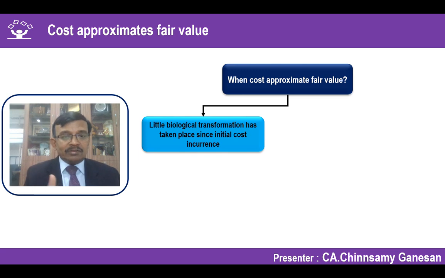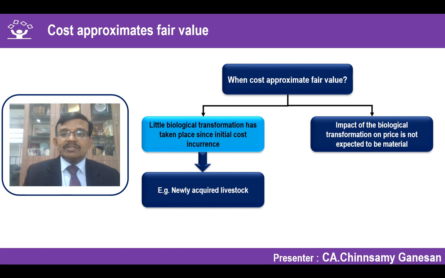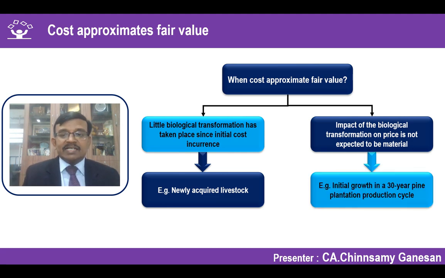If at all somebody wanted to take the sapling, what they will say is, this is your cost and this is the price at which I will also want to sell. Cost approximates the fair value. Newly acquired livestock, because I very recently purchased chicks. In that case, the transaction value is more or less equivalent to the fair value. Sometimes the transformation on the price is not expected to be material. Transformation happens, but the price is not going to increase significantly.